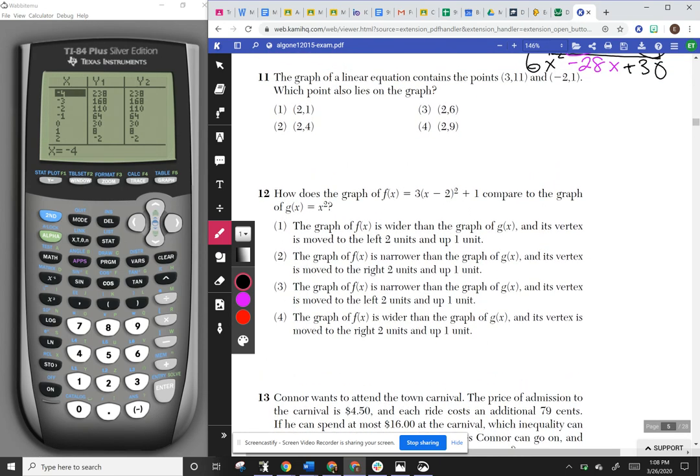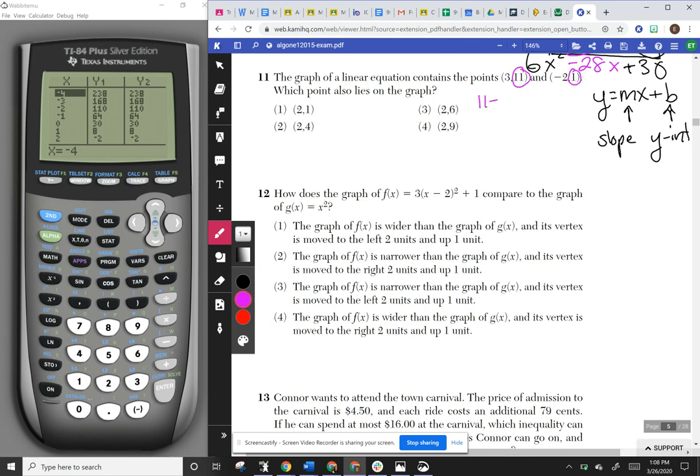11. The graph of a linear equation contains the points (3, 11) and (-2, 1). Which point also lies on the graph? Okay, so we know that a line is represented by y equals mx plus b, where m is the slope and b is the y-intercept. So first things first, let's find the slope between these 2 points.